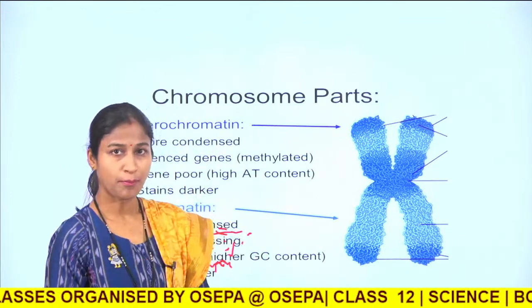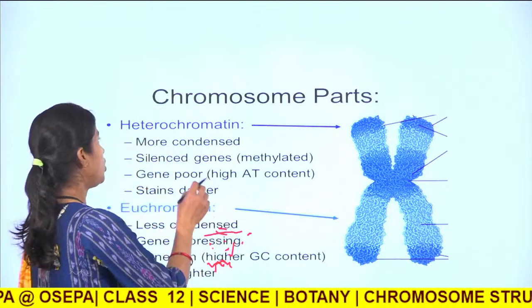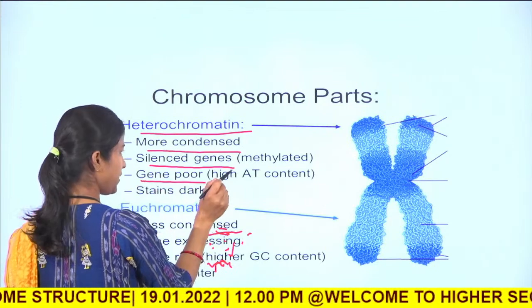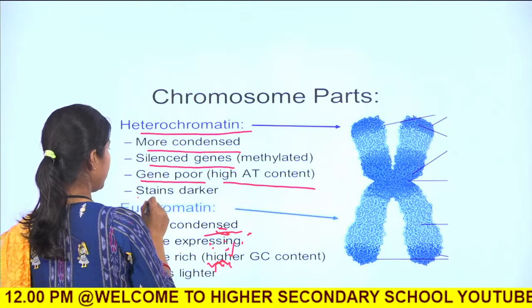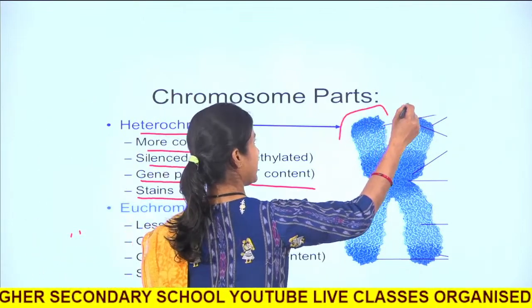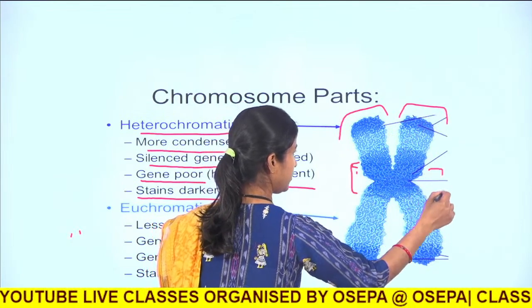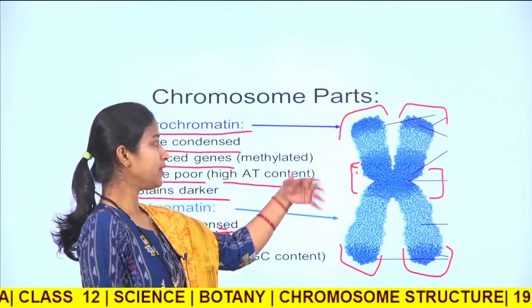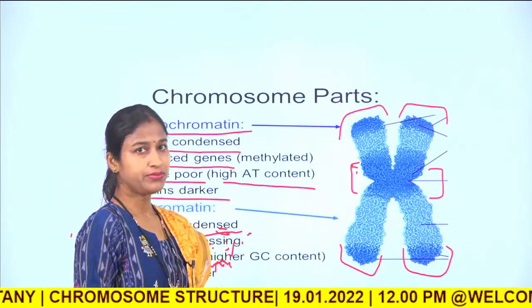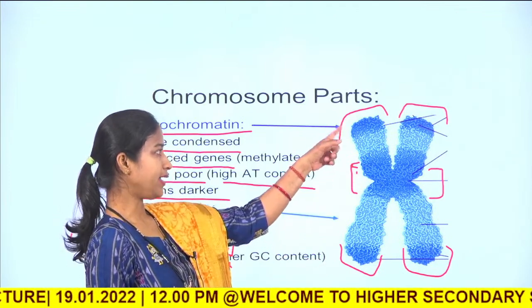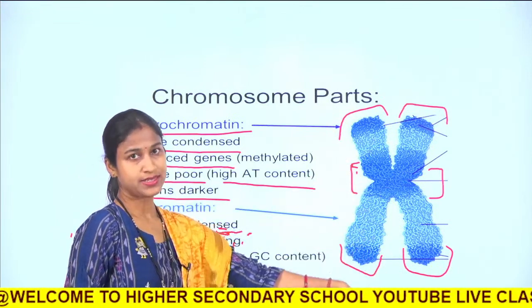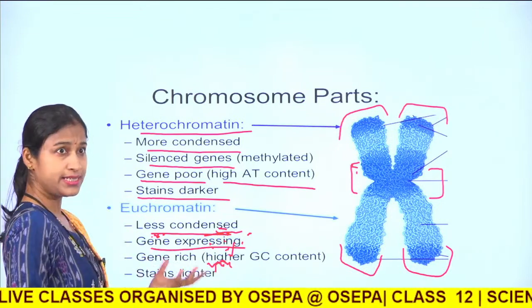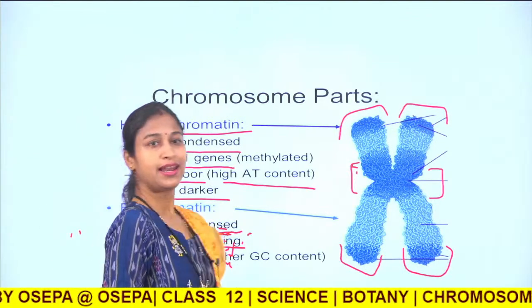So, let us discuss the comparison between the heterochromatin and the euchromatin. Heterochromatins are more condensed and here the silenced genes are there. The gene content is very poor, it is highly rich in AT content and the stains are darker. As you can see here, the stains are darker. So, the red colored portions that I have marked here are the heterochromatin regions. The rest of the regions are euchromatin because you can identify the coloration difference. The intensity is high here and the intensity is lower at the lighter stains. So, the euchromatins are less condensed, they are high in gene expression, they are gene rich and the stains are lighter in color.